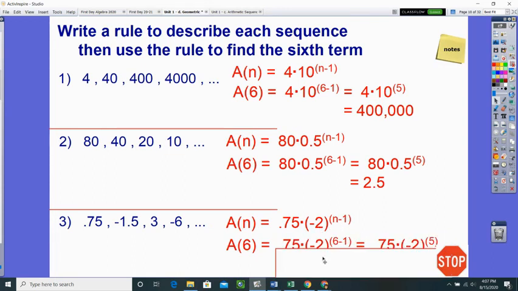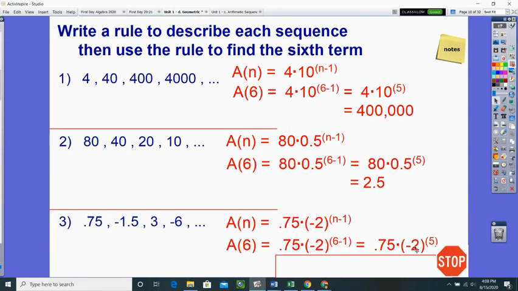So when I go to put it in the calculator, there's the 0.75 times -2 raised to the 5th. Those parentheses you would use. So 0.75 times parenthesis, -2, not minus, -2, and parenthesis raised to the 5th. You do not really need the parentheses around the 5. It doesn't hurt to have them, but you don't need them, but you must have them around the negative.